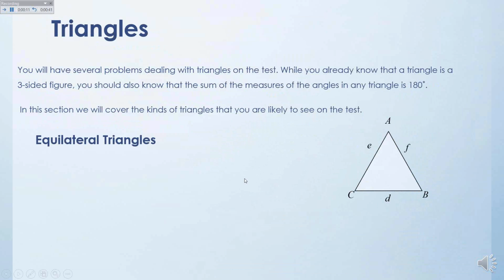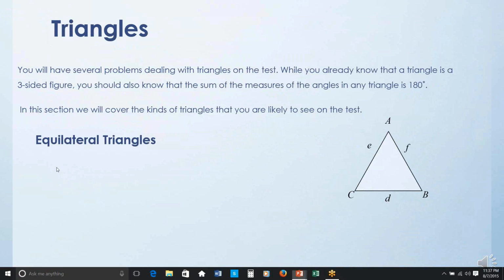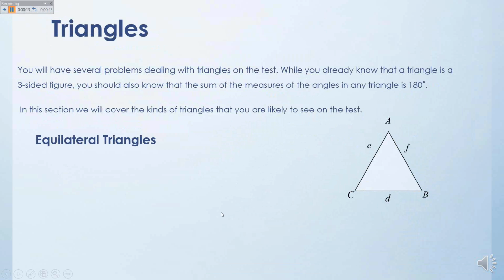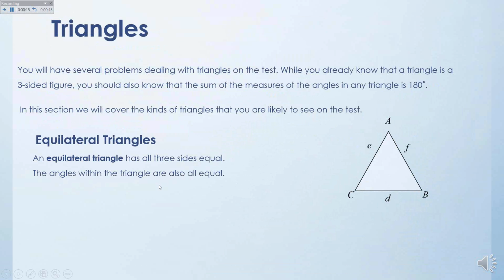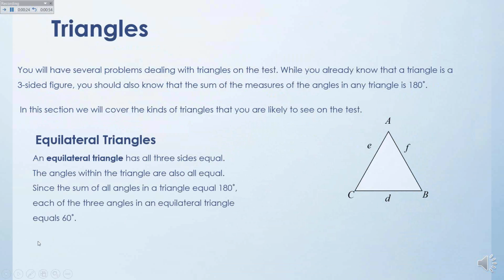Now, an equilateral triangle has all sides equal and it has all angles equal. So, you know, if there are 180 degrees inside your triangle, and if all angles are equal, then each one of them would be 60 degrees. So, you've got this side equal to this side equal to this side, and each angle is 60 degrees.